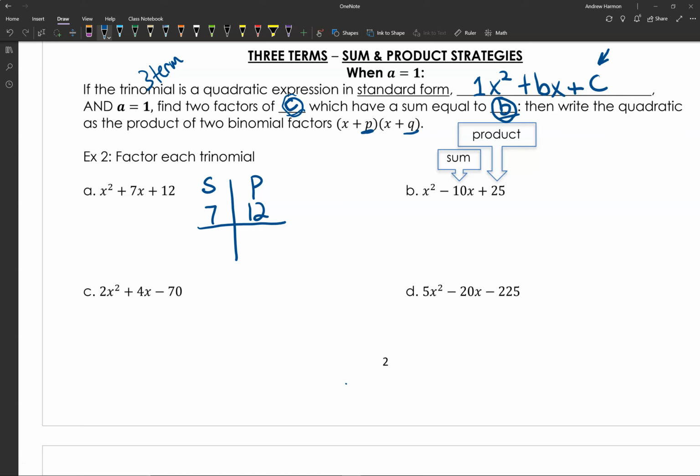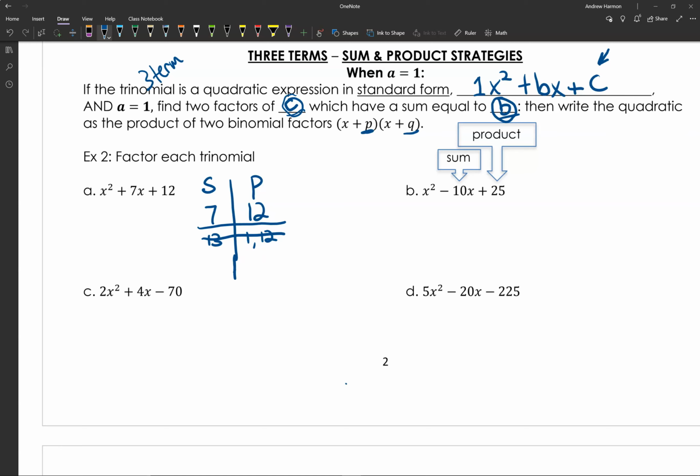It's easier to think about the multiples of 12 than the sum of 7, because literally any two numbers could add up to give you 7. You just need to pick two random numbers that'll do that. But to multiply to get 12, there's a lot fewer options. So one option is 1 times 12, but if I add 1 plus 12, it's going to be 13. So that won't work. It won't give me 7.